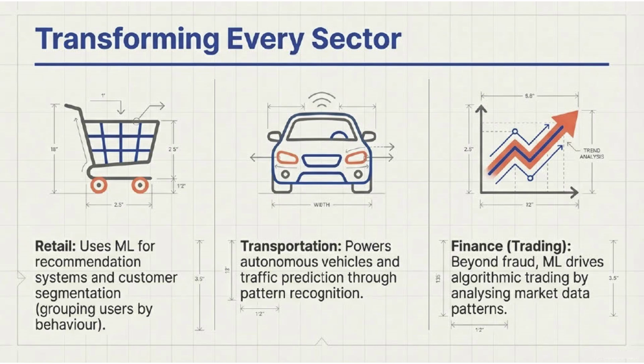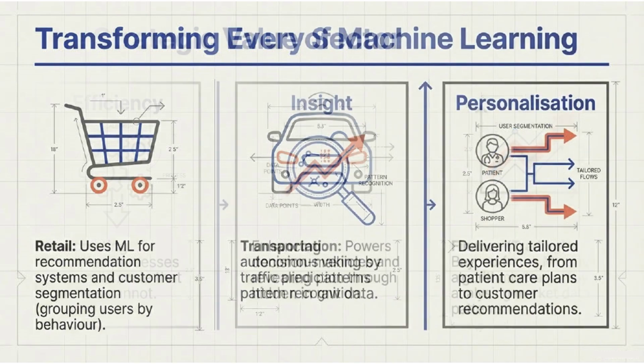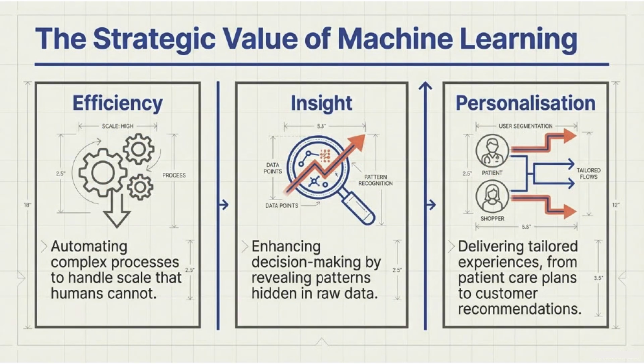So why are companies pouring billions into this? Let's flip to page 13, the strategic value of machine learning. This is the business case. And it really boils down to 3 words: efficiency, insight, and personalization. Under efficiency, we see these gears turning. It talks about automating complex processes to handle a scale that humans just can't. Think about scanning millions of credit card transactions a second. No amount of human staff could ever do that.